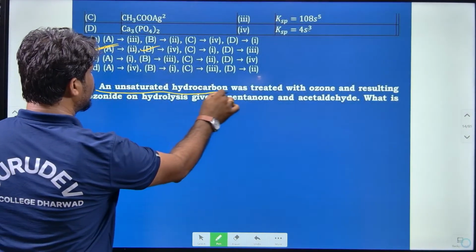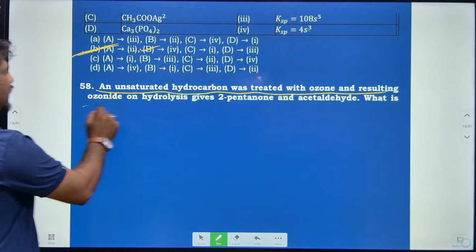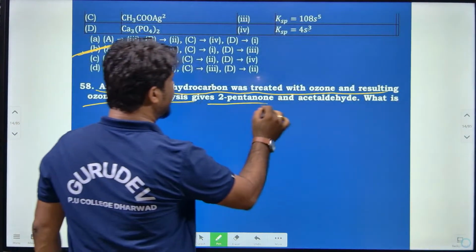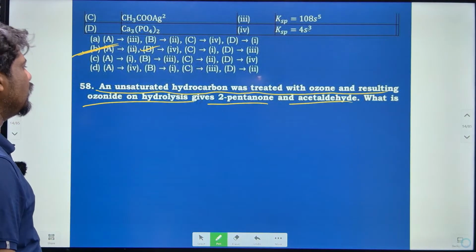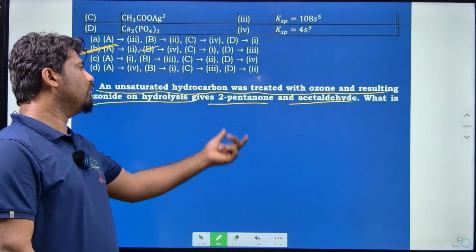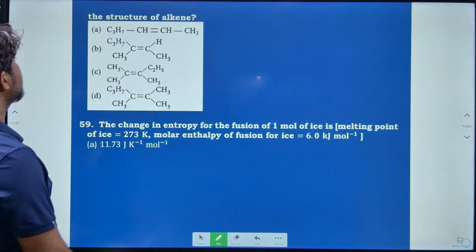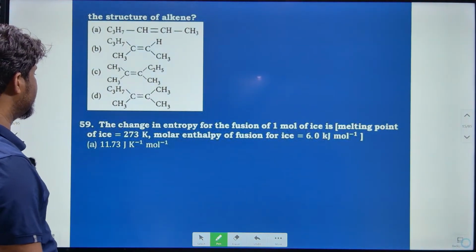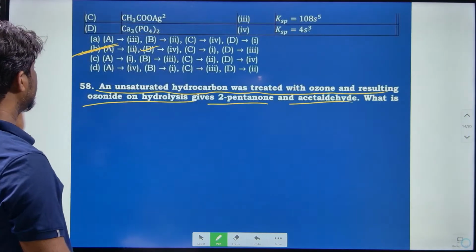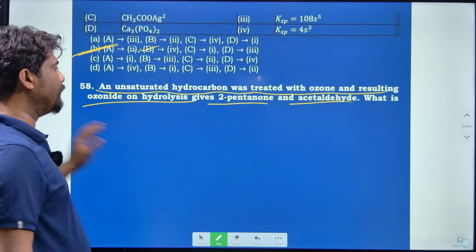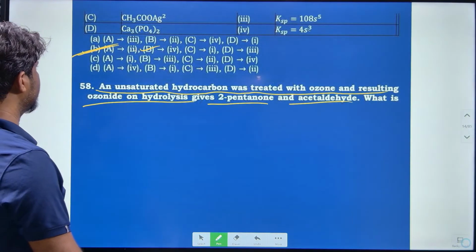An unsaturated hydrocarbon was treated with ozone and the resulting ozonide on hydrolysis gives 2-pentanone and acetaldehyde. So acetaldehyde and 2-pentanone are the products formed by ozonolysis. Then what is the structure of the alkene? It's very simple. So here we need to get the molecule as 2-pentanone and acetaldehyde. How can I get it here?